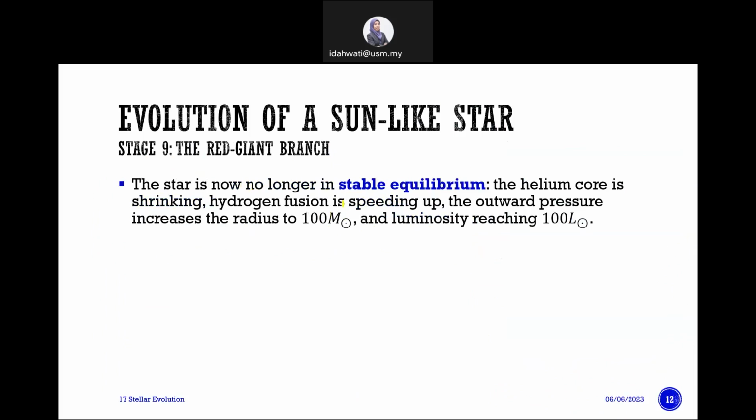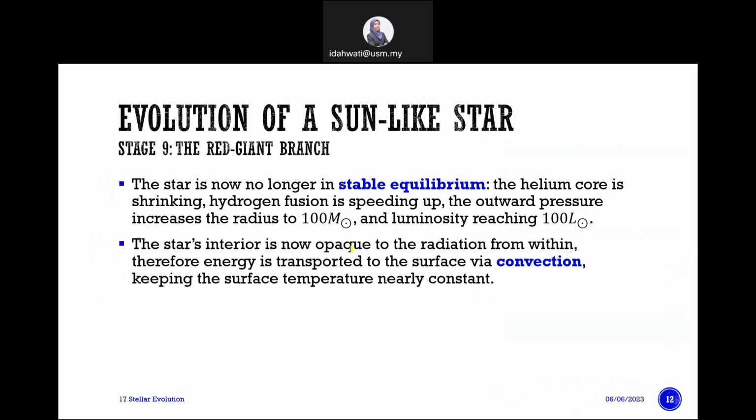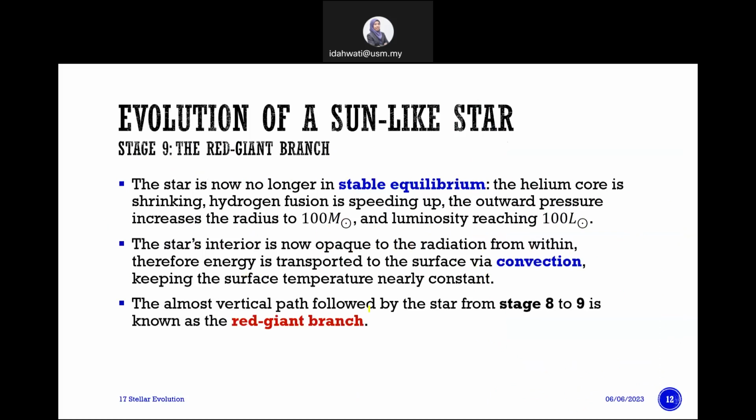Okay, so we now have a stable equilibrium, meaning the helium core is shrinking, the hydrogen fusion is speeding up, and the outward pressure increases the radius to 100 times, and the luminosity will also reach 100 times. So the star's envelope is now opaque to the radiation from within, therefore the energy is transported to the surface via convection. The almost vertical path followed by the star from stage 8 to 9 is known as the red giant branch.